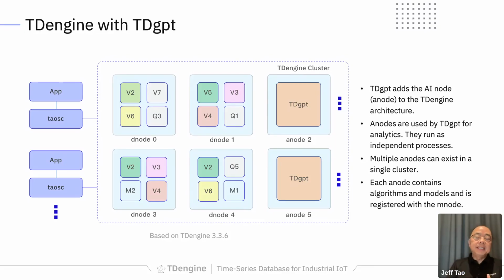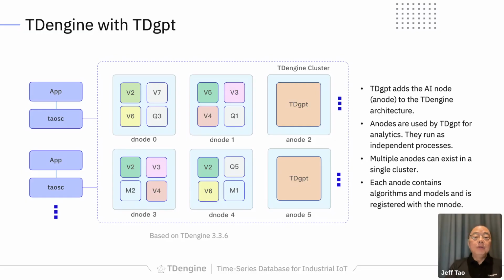But with TDgpt, we add another new type of node, called the A node. In the architecture, you can have multiple A nodes in one cluster. The A node is used just for analytics, actually for advanced analytics, only for time series data forecasting or anomaly detection. A means analytics or AI, so we just call it A node. Each A node can contain algorithms or models.